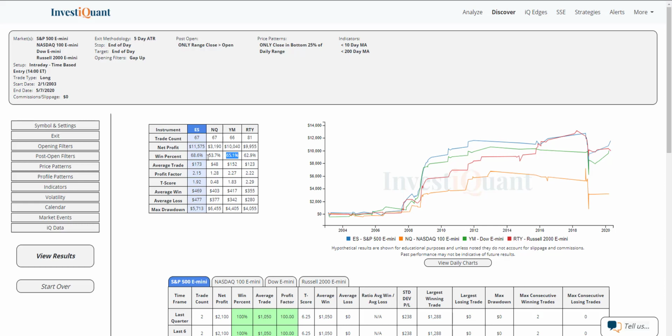In fact, it's gotten a little bit better on the win rates by waiting till later in the day to enter. The NASDAQ's just better than 50-50, but the others are pretty strong from a win rate standpoint. All the sample sizes are coming in around 70-ish on each of them, so decent sample sizes for this pattern as well. So I hope you found that interesting.